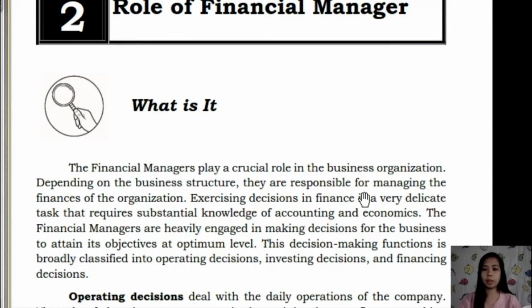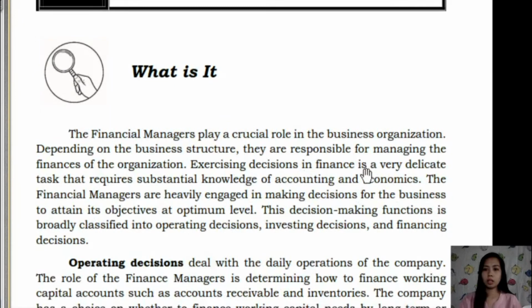Now, the role of financial manager. Exercising decision in finance is a very delicate task. So, the financial manager should have substantial knowledge of accounting and economics, okay? Because, as I said in Module 1, accounting focuses on accuracy of the financial statements, while finance focuses on analysis and decision-making based on those financial statements.